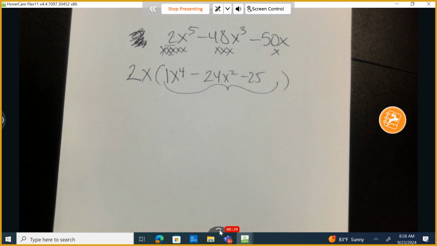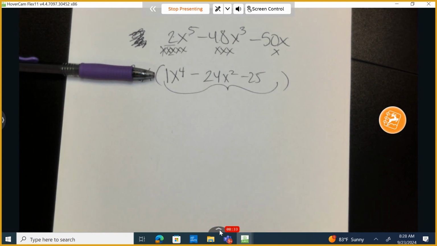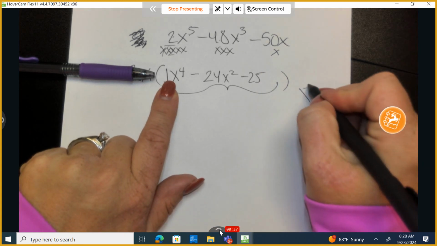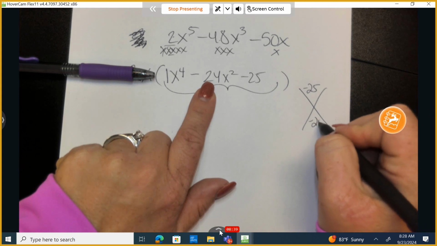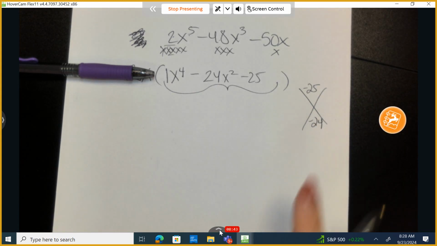Now this is the trinomial that I'm focused on. This is all what we focused on Friday. So I'm forgetting about this 2x for the time being. We will write it in our final expression, but I'm going to forget about it right now. So I'm going to come off to the side, and I'm going to take a times c. 1 times negative 25 is negative 25. What multiplies to equal negative 25 and combines to give us negative 24?